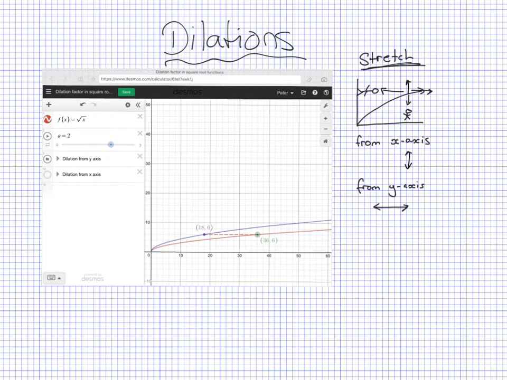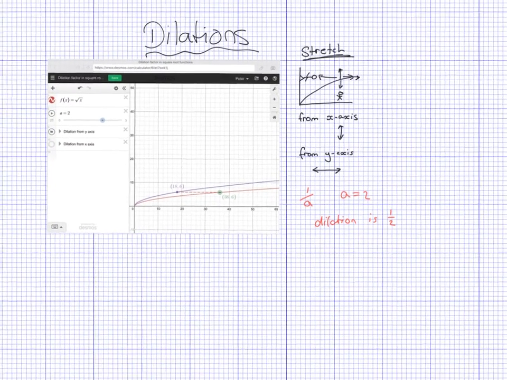Dilation from the y-axis is tricky, and because mathematicians don't like to make things easy, dilation from the y-axis has to be read as 1 on a. So if a equals 2, the dilation is 1/2. To use this example on the screen in front of you, I'll use the notation that we started looking at yesterday.